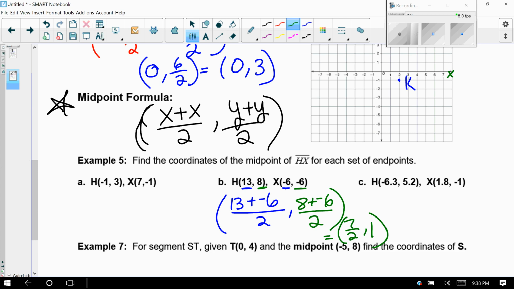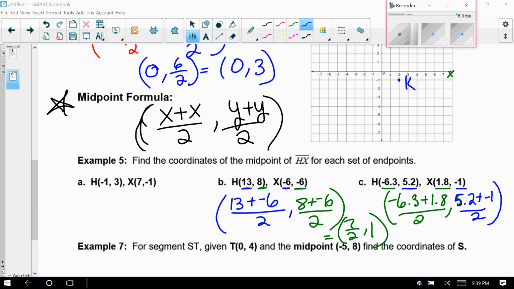Alrighty. So I'm still going to pick out my x values, which are my first two. It doesn't matter which one you start with. I'm going to start with the first one. So I have -6.3 plus 1.8. Divide that by 2, comma. Now I'm going to start with my y values, which is 5.2 and -1. So 5.2 plus -1. Divide that by 2. Okay?